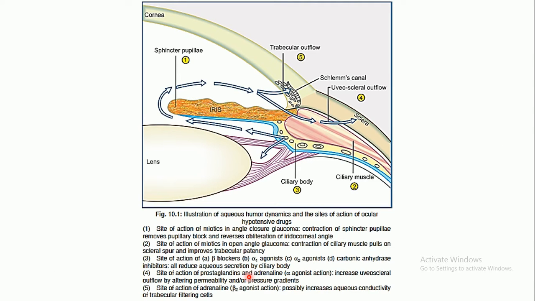Now coming to the mechanism of this particular drug, let us see what is the site of action for this drug. Okay, so here, this is the site for the adrenaline, that is site 4. Okay, the uveoscleral outflow of the aqueous humor which is formed is promoted. So outflow is promoted over here by altering the permeability and the pressure gradients. This is how basically it is acting.